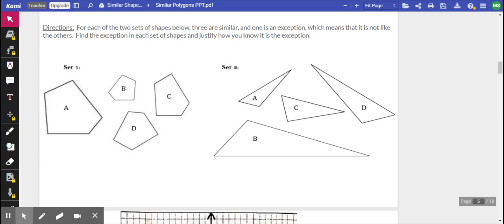We will see later that you need all of the angles of a shape to be the same for it to be truly called similar. So if one shape has a 90-degree angle and the other shapes don't have 90-degree angles at all, well, that would mean for sure that they are not going to be similar. And that is the sort of thing we're going to be looking for.